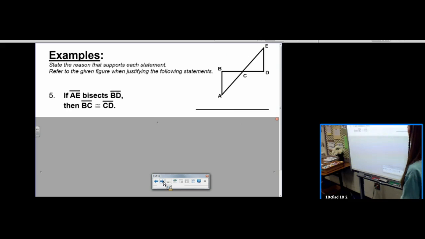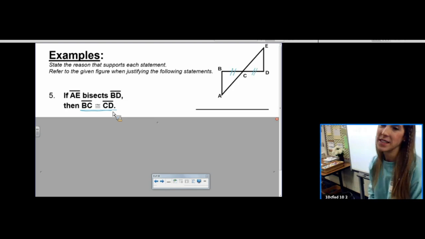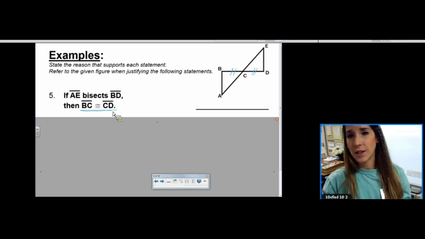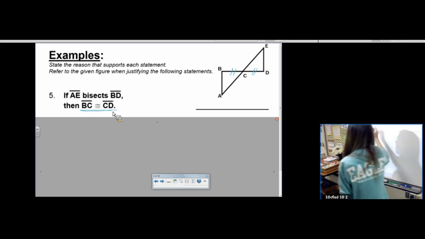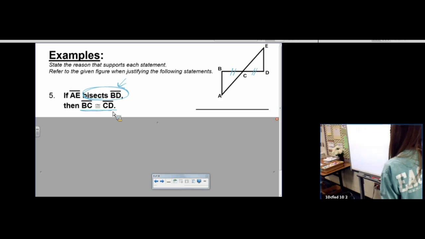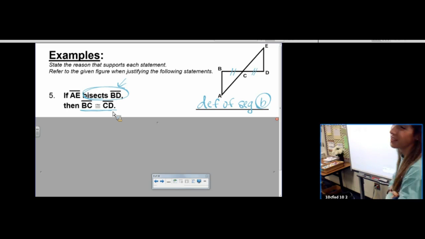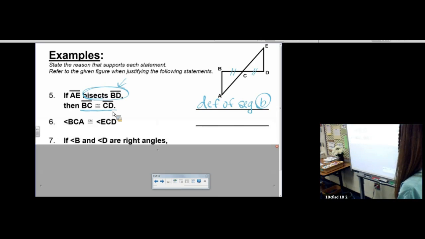If AE bisects BD, then BC is congruent to CD. Now, the only mistake students make on these is they get angle bisector and segment bisector mixed up. Just pay attention and you'll get it right. Notice, what am I bisecting? I am bisecting a segment. So this one would be definition of segment bisector. Whereas on the last slide, it was definition of angle bisector. Don't get those mixed up because that means you didn't really read the hypothesis.